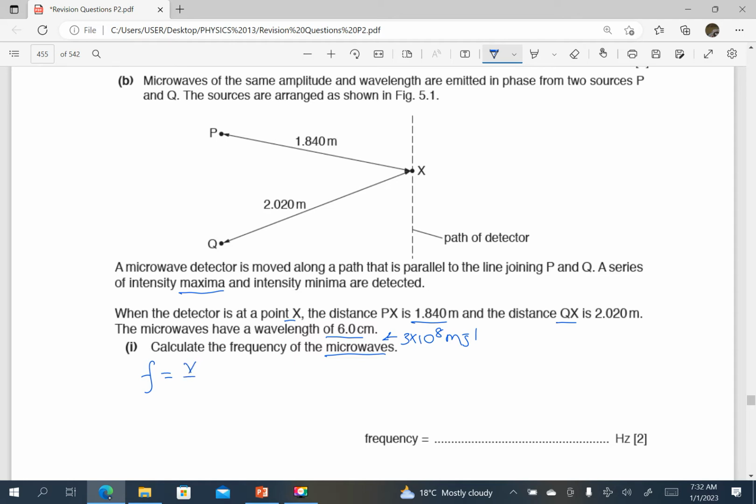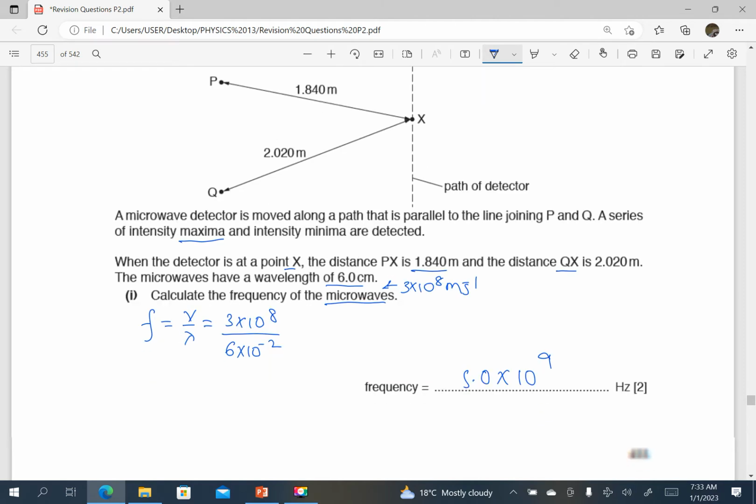Frequency from the general wave equation is v over lambda, which is going to be 3 times 10 power 8 meters per second over the wavelength, which is 6 centimeters, 6 times 10 power negative 2, to change it to meters. On my calculator, 3 divided by 6. So this is giving me 5.0 times 10 power 9 hertz. So that is the frequency.